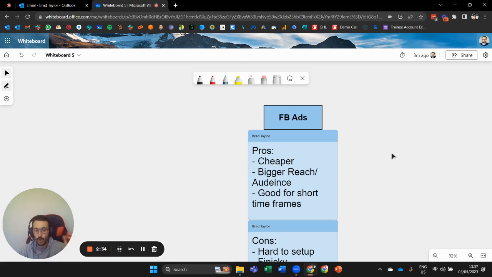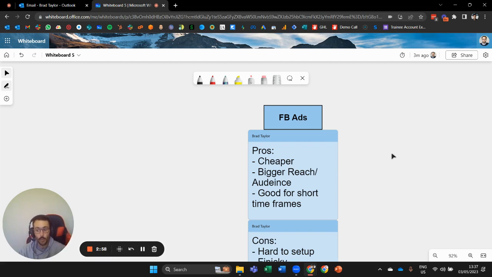So the pros of Facebook ads: it is cheaper. We've seen results from even as low as 40 Rand per day, obviously depending on your industry and what you're doing. So it is a much, much lower cost than what you can do with Google in most cases. You can be going along with a budget of a grand a month and actually seeing results, which is really cool.